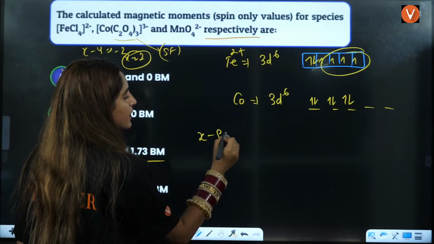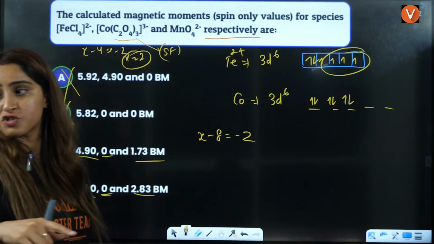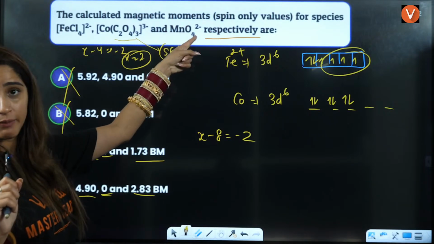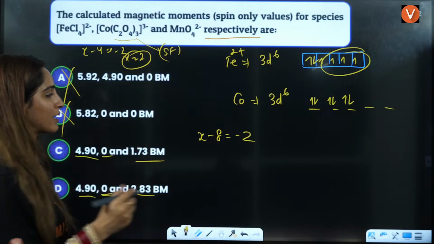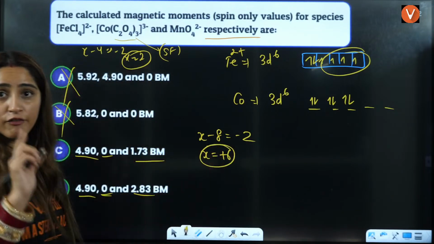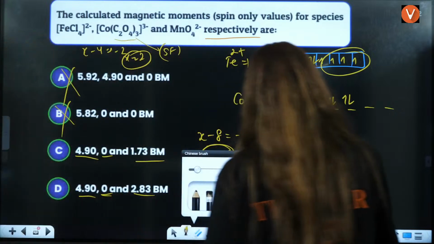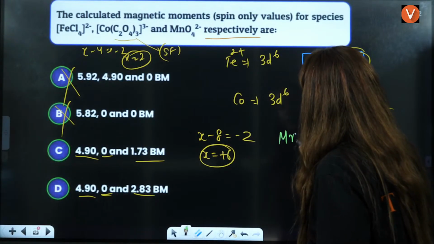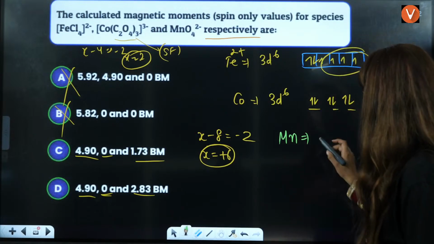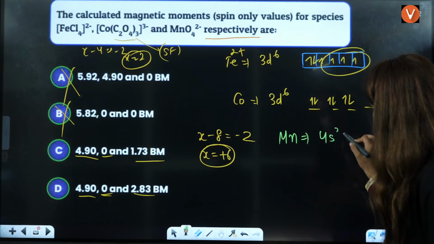X minus 8 is equals to -2. For oxygen, the charge is -2. So it is X minus 2 multiplied by 4, that is -8, is equals to -2. X is going to be +6. Okay? If X is going to be +6, that means manganese, which is atomic number 25. So this is 4s2 3d5.